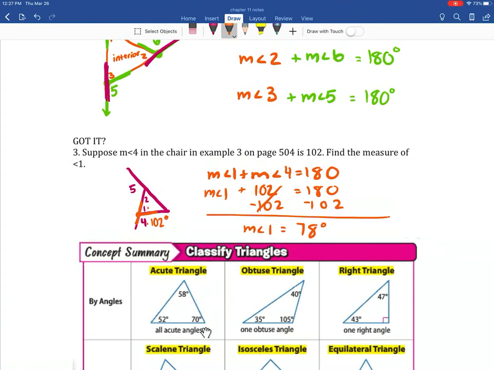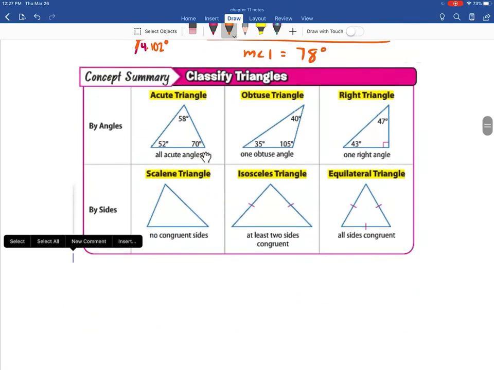And I get 78 degrees. So this last part is the part that I think is probably review for most of you. Acute is anything that is smaller than 90 degrees. So if we're classifying these triangles, an acute triangle means it has all acute angles. Okay, we're looking at less than 90 degrees.